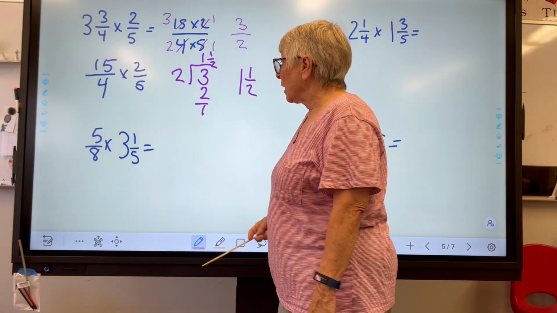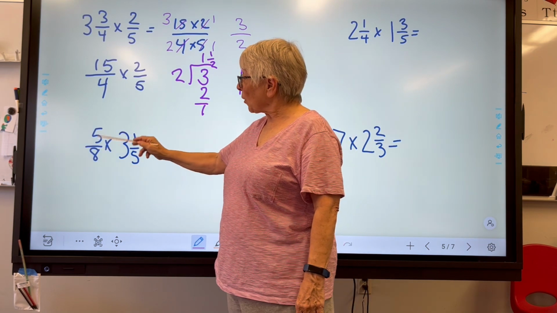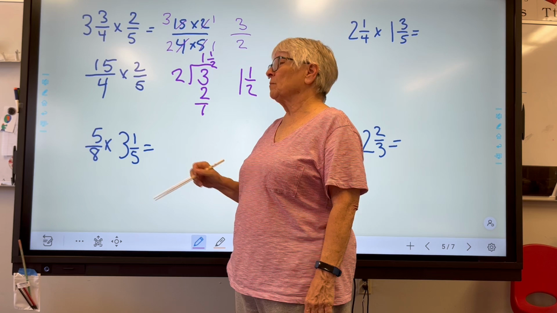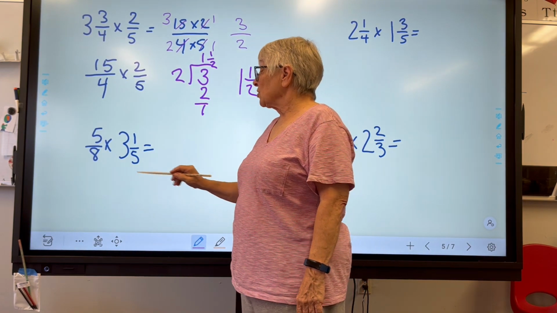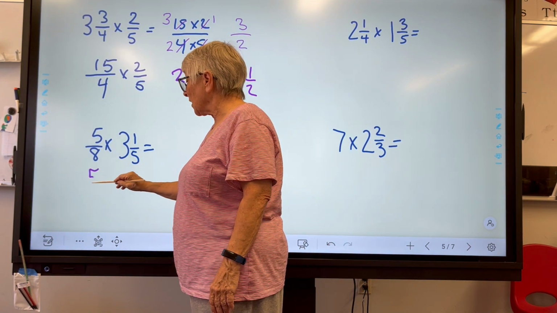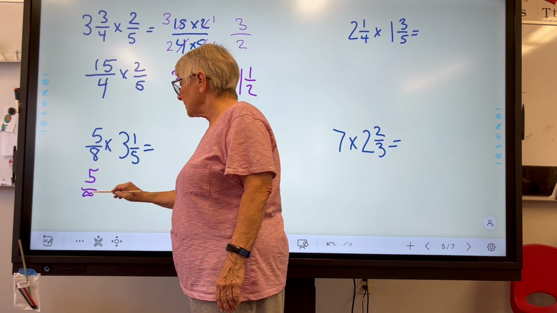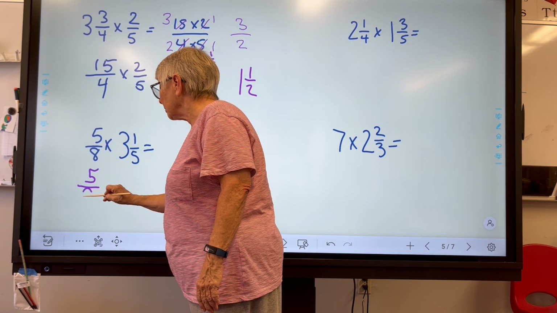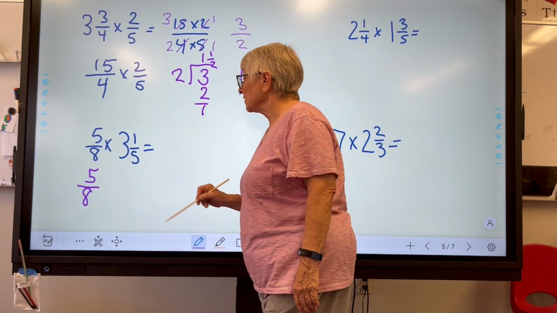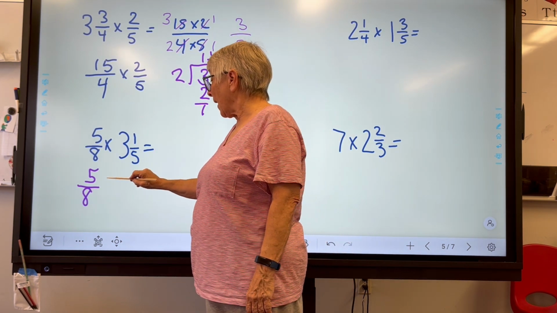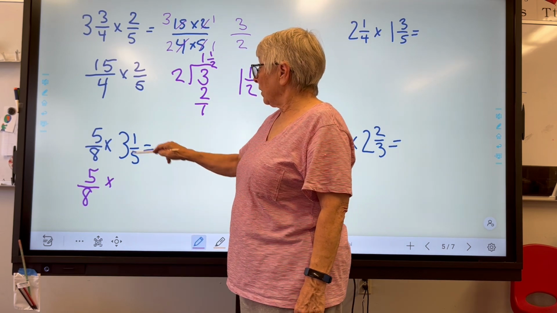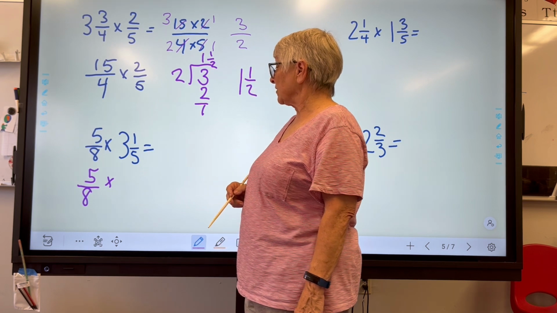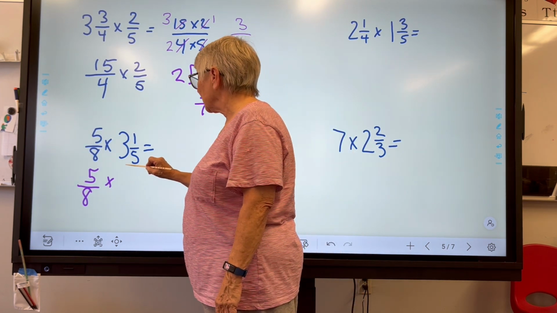Okay? Let's look at this one. Look, this is a proper fraction because the 5 is smaller than the 8, but this is a mixed number. So we have 5/8, which is going to stay the same, and we're going to multiply it by the improper fraction. 3 times 5 is 15, plus 1 is 16.